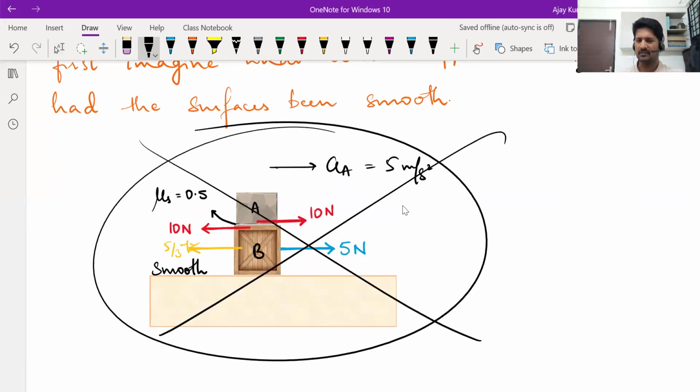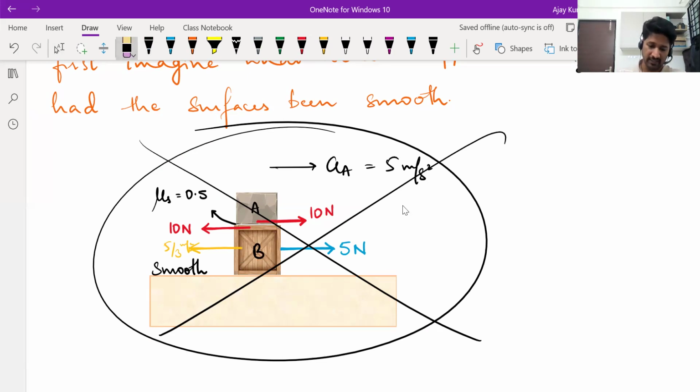Okay. Why you arrived at this wrong answer is because you assumed friction to be 10 newtons. 10 newtons is the maximum amount of friction. But there is something you can get out of this also. You assume 10 newtons, you assume maximum friction to be acting. You will know whether that much friction is needed or not.